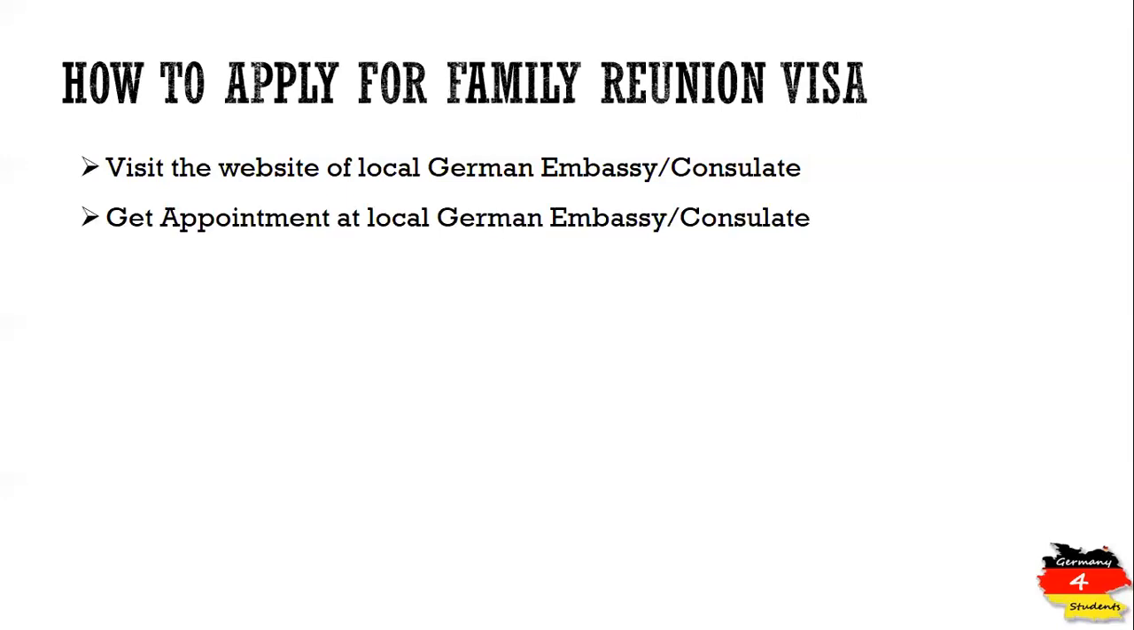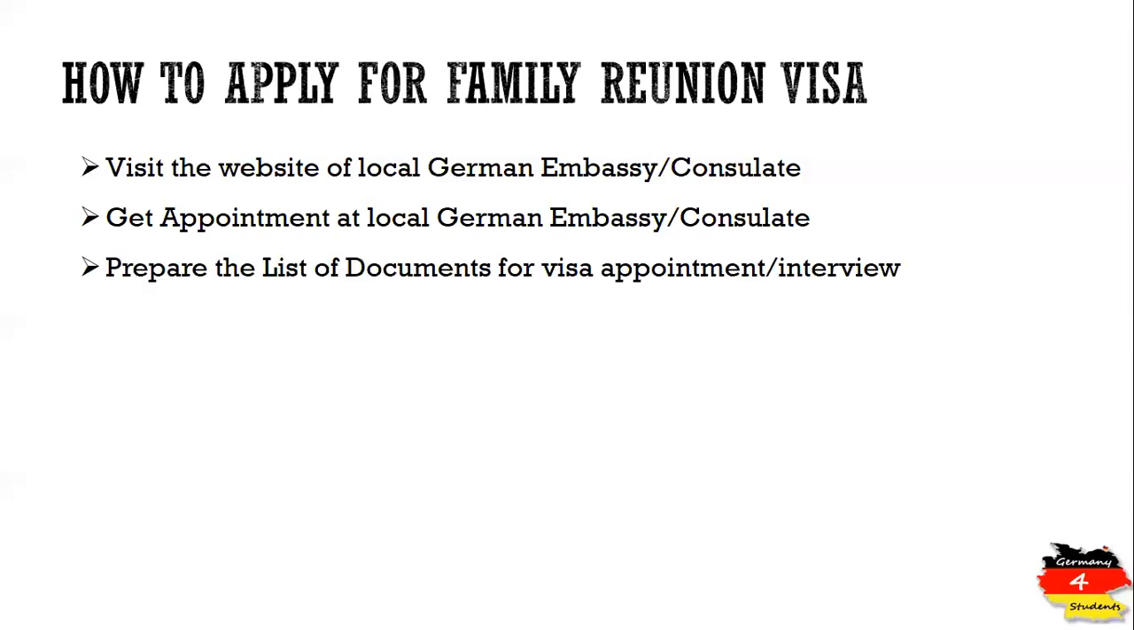So once you have checked the requirements on the website of German consulate in your country, you also get an appointment, because without an appointment, it's not possible for you to go to the embassy and apply for a visa. So make sure that you get the appointment for the right category. There are different types of visas you can apply for, but you have to apply for family reunion visa. So make sure that you get the appointment for the right purpose.